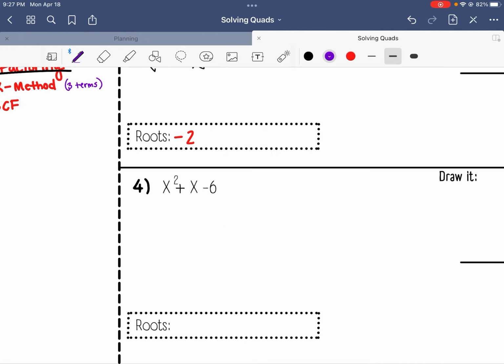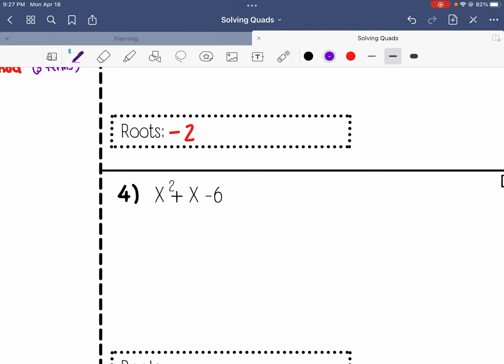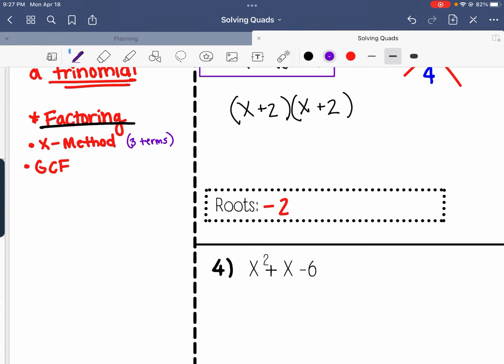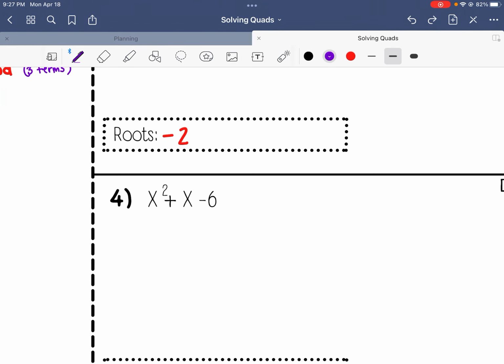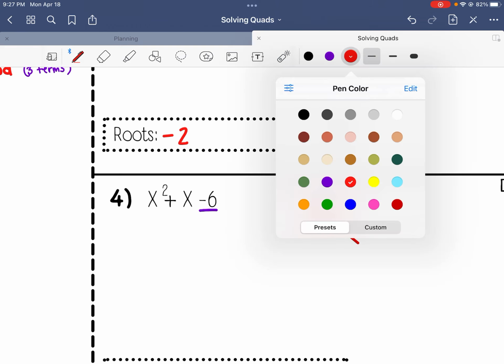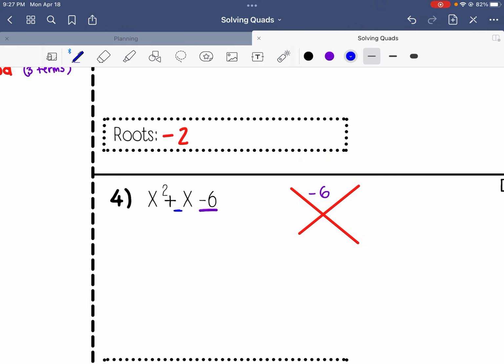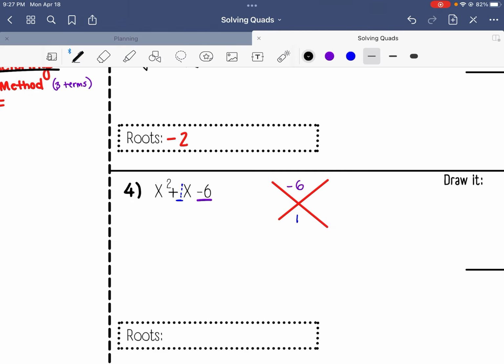So let's go ahead and try out number 4. So, I do not have factored form here. This is a trinomial, so I'm going to try using the x method because I have 3 terms. 1, 2, 3, okay? So I'm going to do my x right here. My last term goes at the top, so negative 6. My middle term, which is an imaginary 1 right here, goes at the bottom.